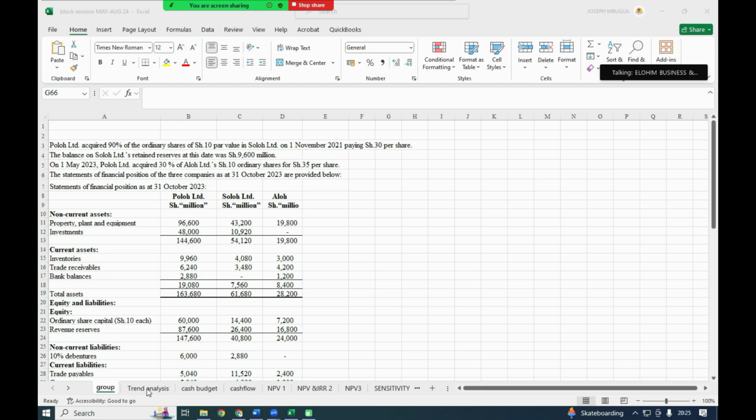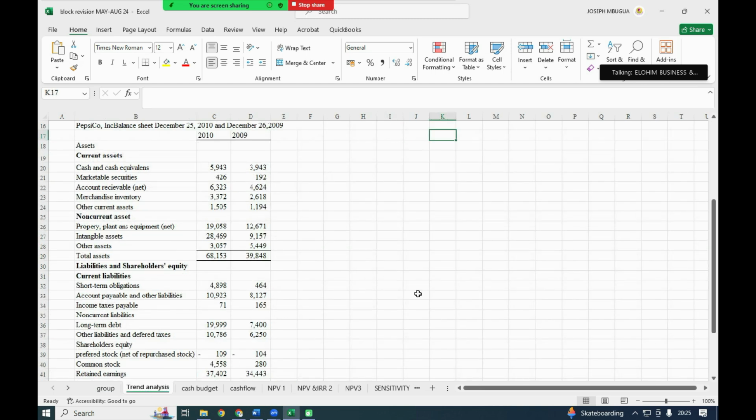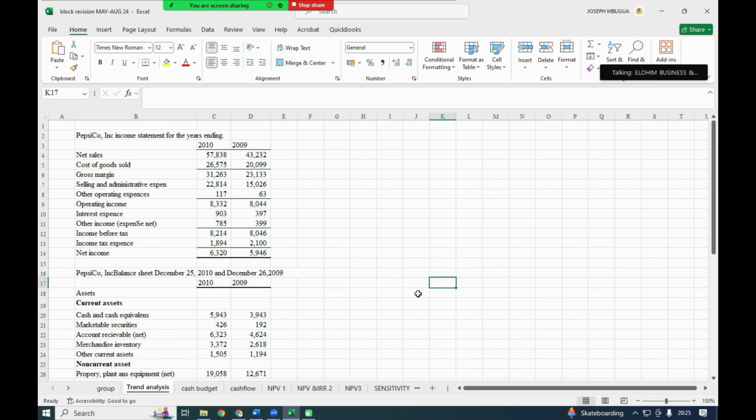So I'll start with the trend analysis. Trend analysis is part of the methods of analyzing financial statements, apart from analyzing using ratios and apart from analyzing using the cash flows, because it's still part of analysis. Trend analysis and the ratios and the common size are almost the same thing, because for the trend analysis, we are looking at the movement in values from one period to another. That's what we are looking at.